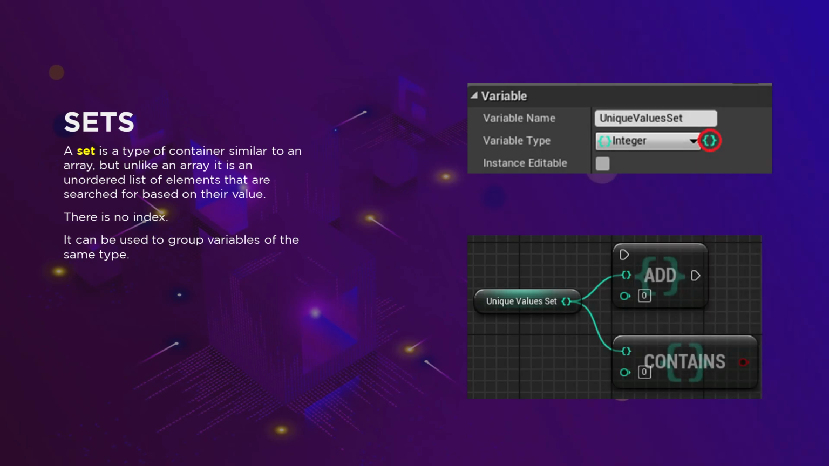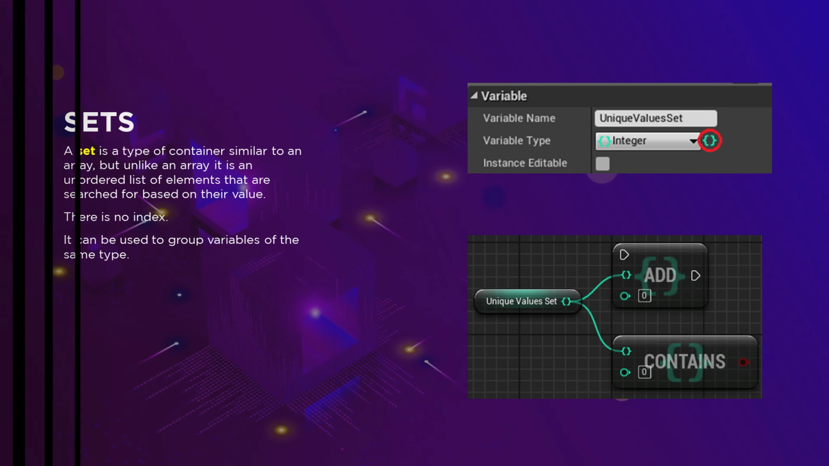A set is a type of container similar to an array, but unlike an array, it is an unordered list of elements that are searched for based on their value. There is no index. It can be used to group variables of the same type. An important difference is that sets do not allow duplicate elements. The key value used to find an item is the item itself.